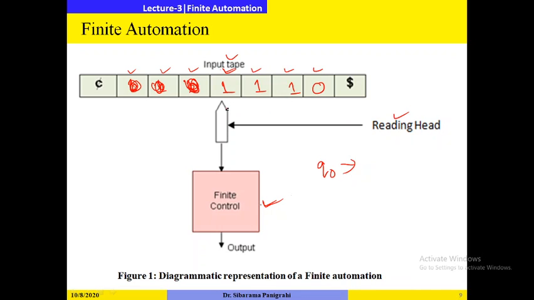The reading head moves from left to right. In more complicated or more sophisticated finite automata, the reading head may move towards the left side or towards the right-hand side. But for simplicity, in our finite automaton, we will assume that it moves from left to right.